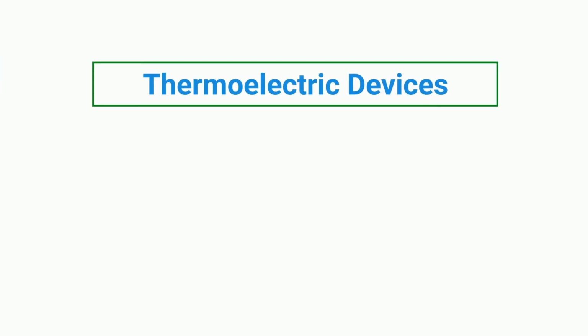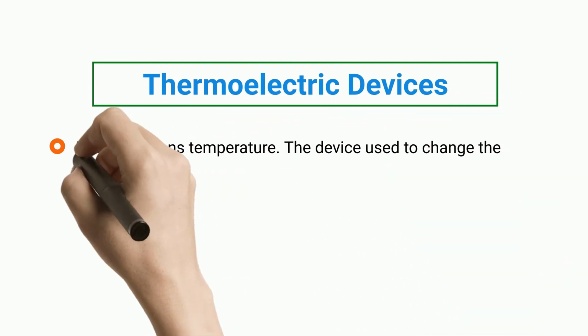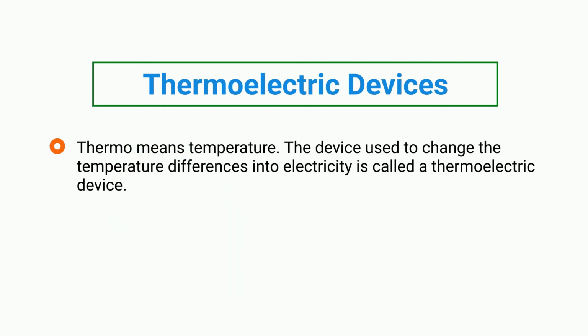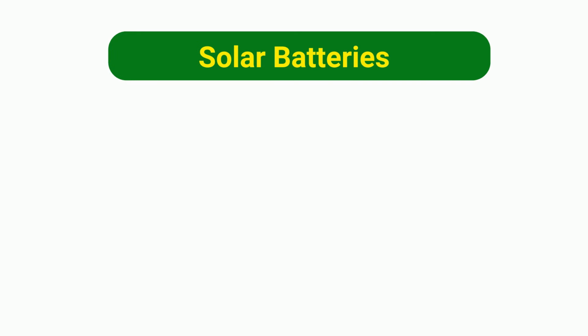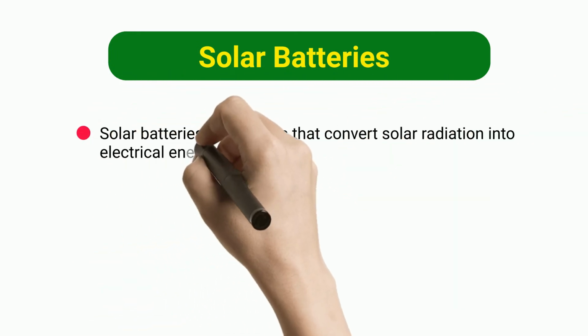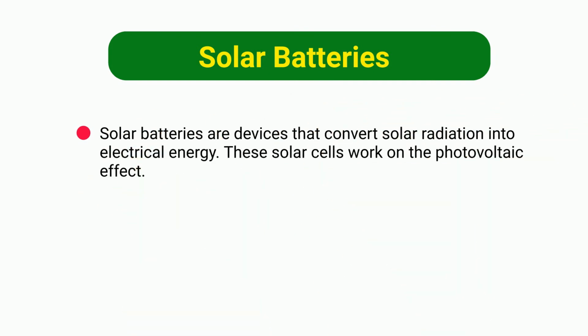Thermoelectric devices. Thermo means temperature. The device used to change temperature differences into electricity is called a thermoelectric device. Solar batteries. Solar batteries are devices that convert solar radiation into electrical energy. These solar cells work on the photovoltaic effect.